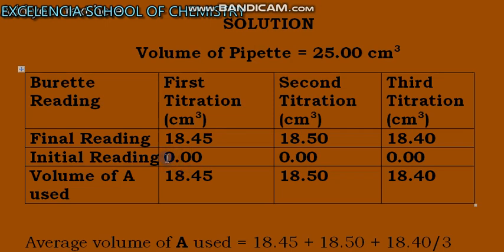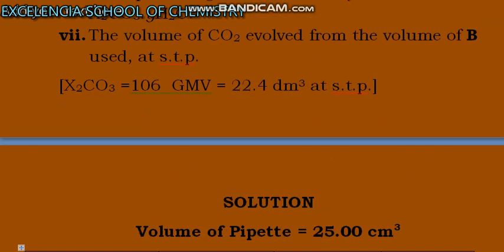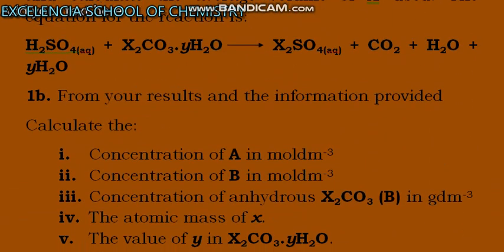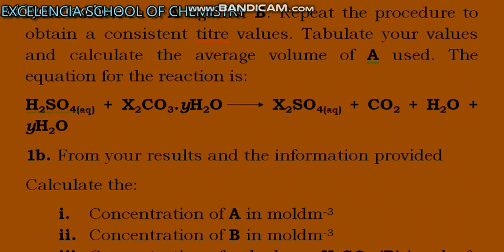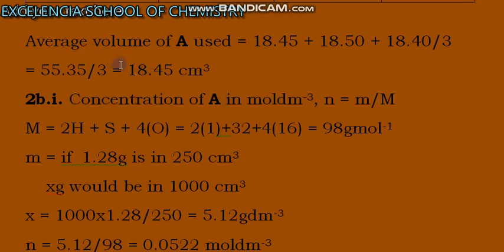And then we have the first question, which says that you should tabulate your reading and then find the average volume of A used. And this is the average volume of A used. You present it in 2 decimal places, as you can see here, with the correct unit cm3. Now the second question says that you should calculate the concentration of A in mole per dm3.